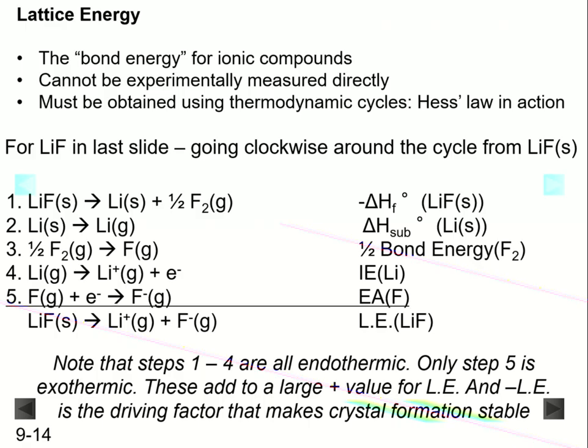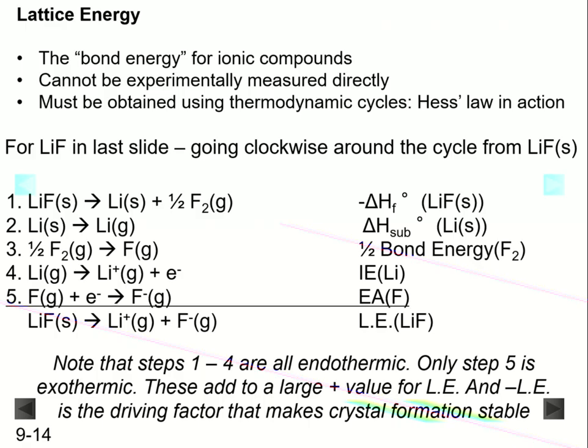Step 4 is taking lithium gas as an atom and converting it to lithium ion as a gas plus an electron. And we know that the enthalpy for that process is the ionization energy of lithium. That's the definition of that process. Finally, step 5, we take the fluorine atom gas and add an electron to form fluoride anion gas. That's the definition of electron affinity.